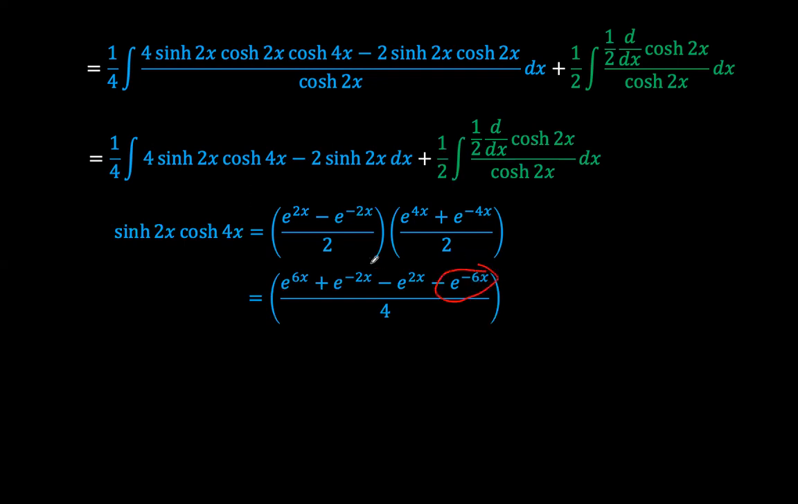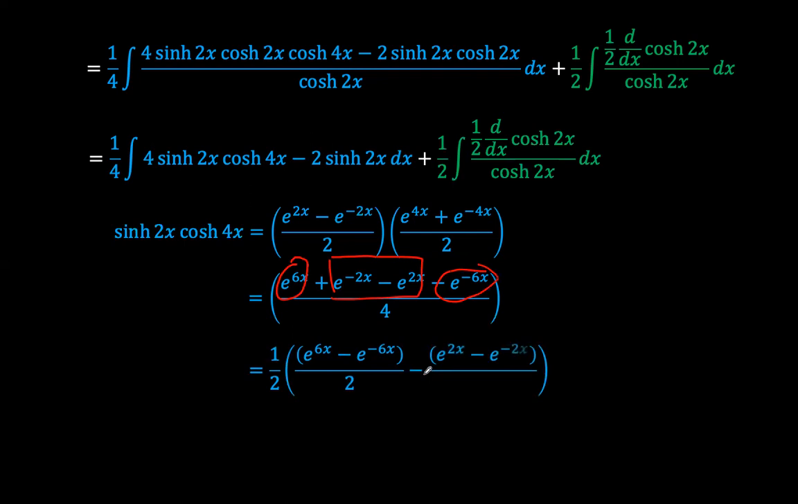So we can bunch that, and then that can also be separated out. And so we have half e to the power 6x minus e to the power negative 6x divided by 2 minus, in bracket, e to the power 2x minus e to the power negative 2x over 2. So we see here we have half times sinh 6x minus sinh 2x.